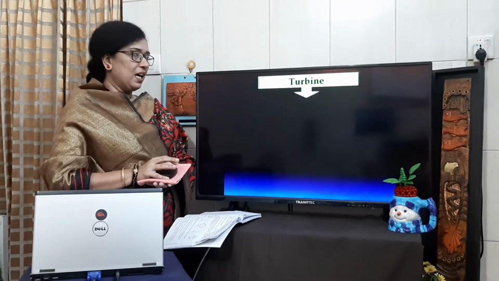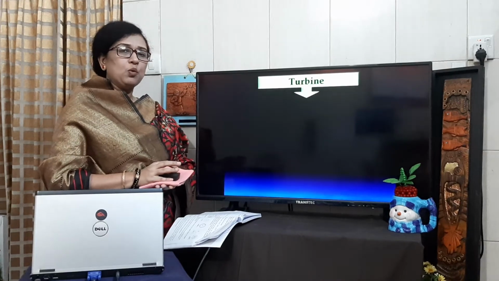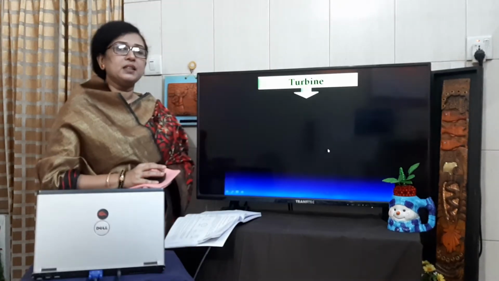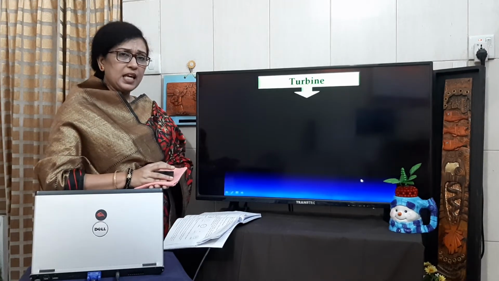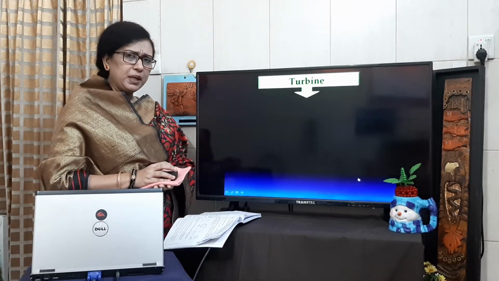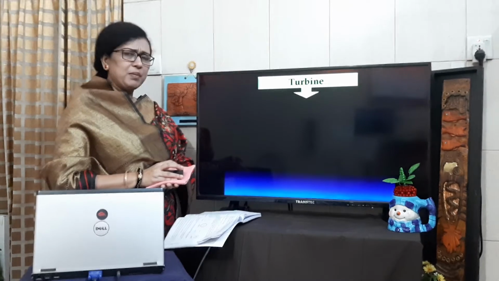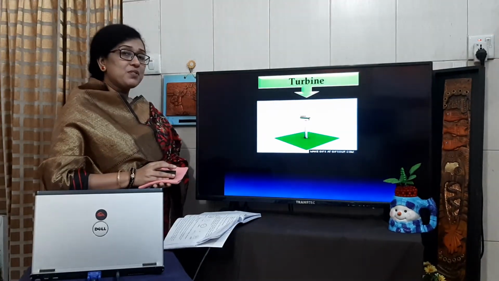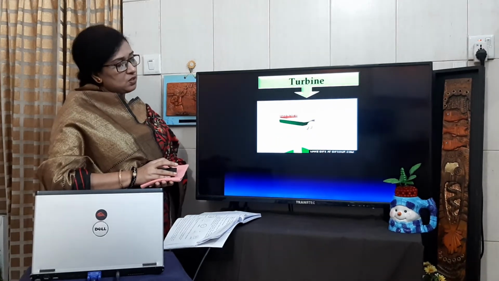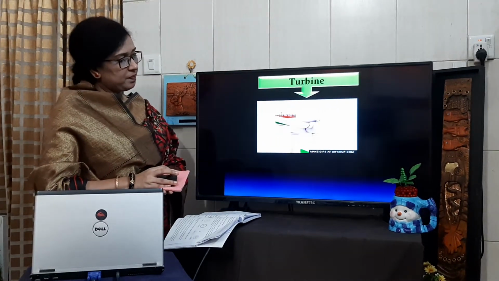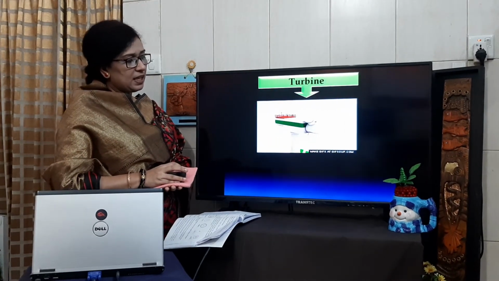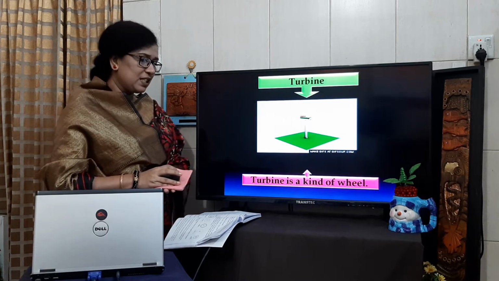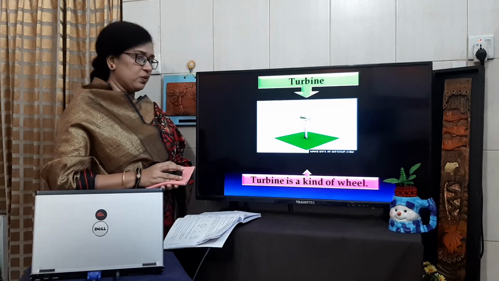The next one is turbine. We know that a turbine is a wheel and it is used in a windmill. Have you seen one in any windmill? It is not familiar to ourselves, but we know and we have seen this picture. So now look at this picture. There is a wheel and this is the turbine. It is rotating. So a turbine is a kind of wheel also.